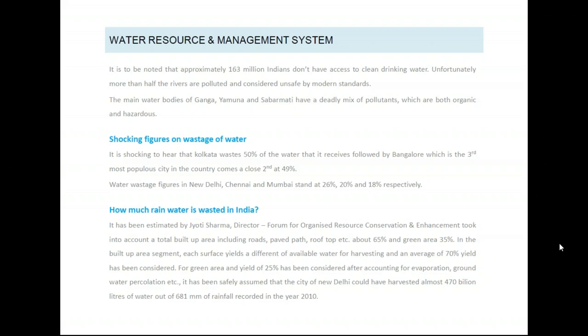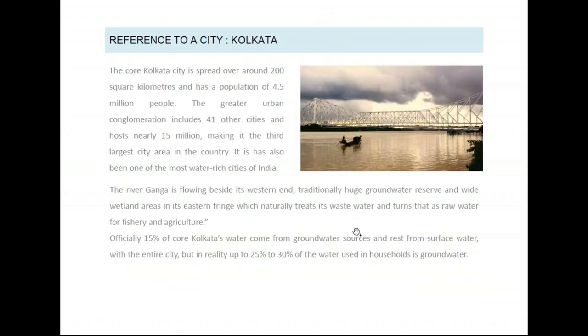Now we take a reference of a city, Kolkata. The core Kolkata city is spread over around 200 square kilometers, and it has a population of 4.5 million people. The greater urban conglomeration includes 41 other cities and hosts nearly 15 million, making it the third largest city in the country. It has also been one of the most water-rich cities of India.